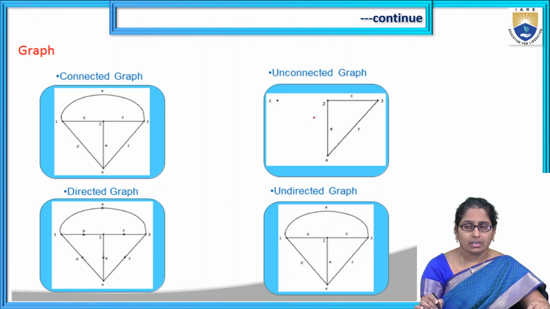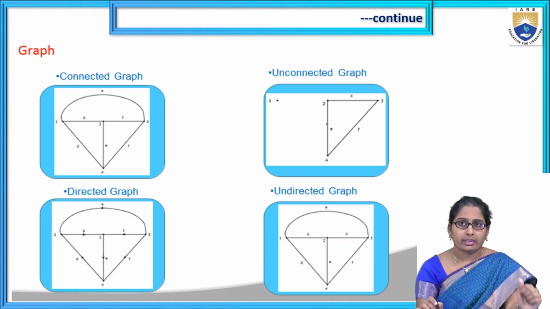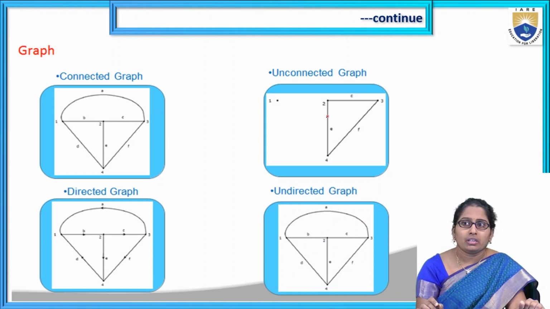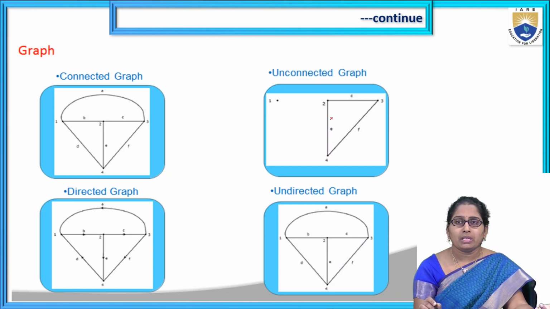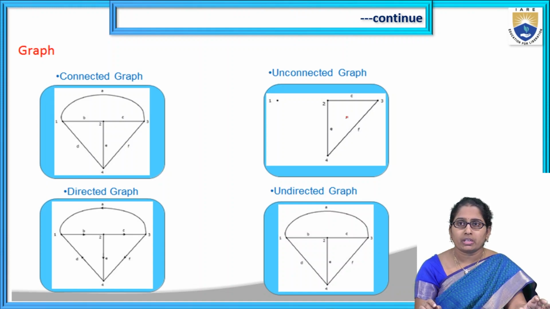Now unconnected graph, what is meant by unconnected graph? Here in the name itself it is so simple. Unconnected means one node or few nodes is not connected to the remaining part of the graph. That's why it is named as unconnected graph. All the nodes are not connected. That is the meaning of unconnected graph.